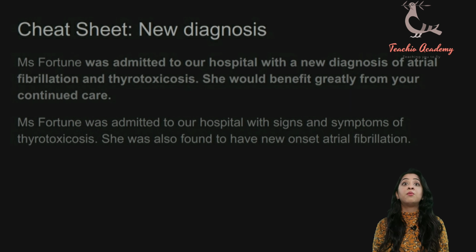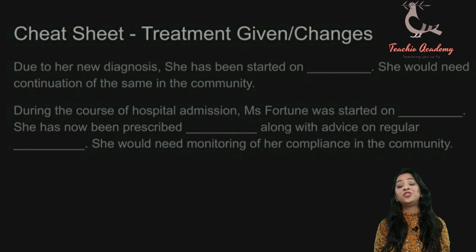You can also write, Miss Fortune was admitted to our hospital with signs and symptoms of whatever disease they had, and if they had a new diagnosis, you write, she was also found to have new onset, whatever new diagnosis they had. My cheat sheet for the treatment that we gave this patient. Due to her new diagnosis, comma, she has been started on whatever medications you've started this patient on. She would need continuation of the same in the community.